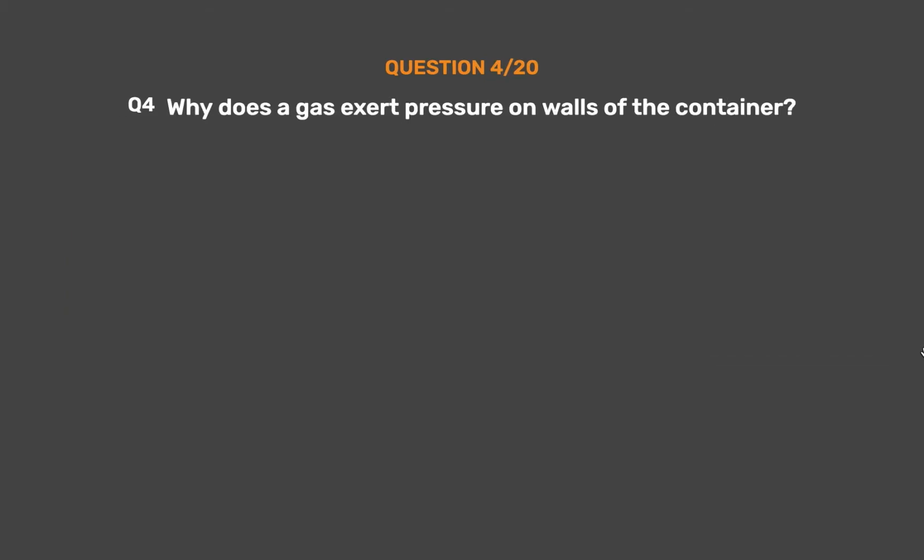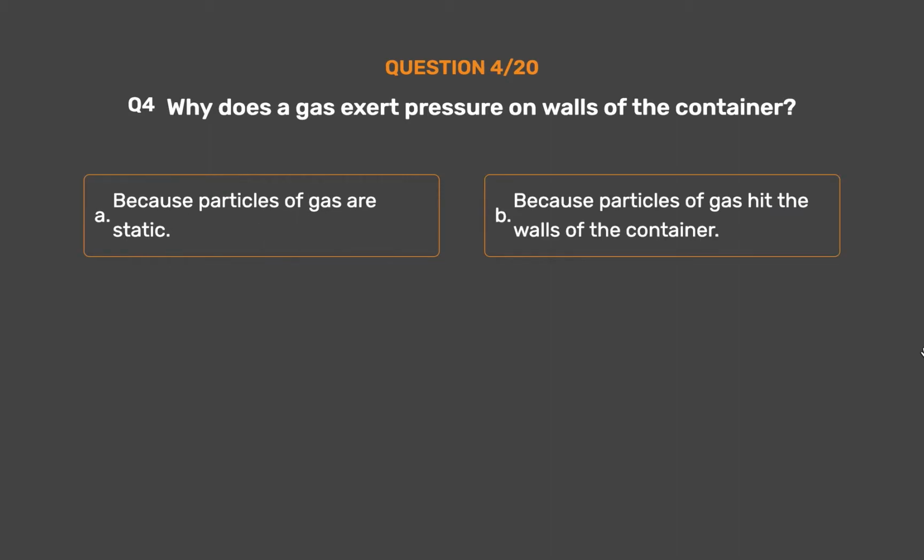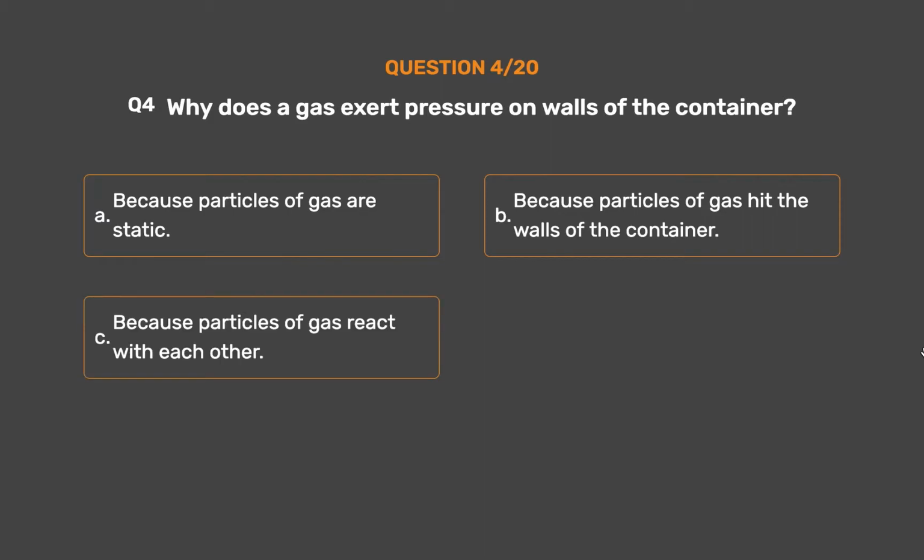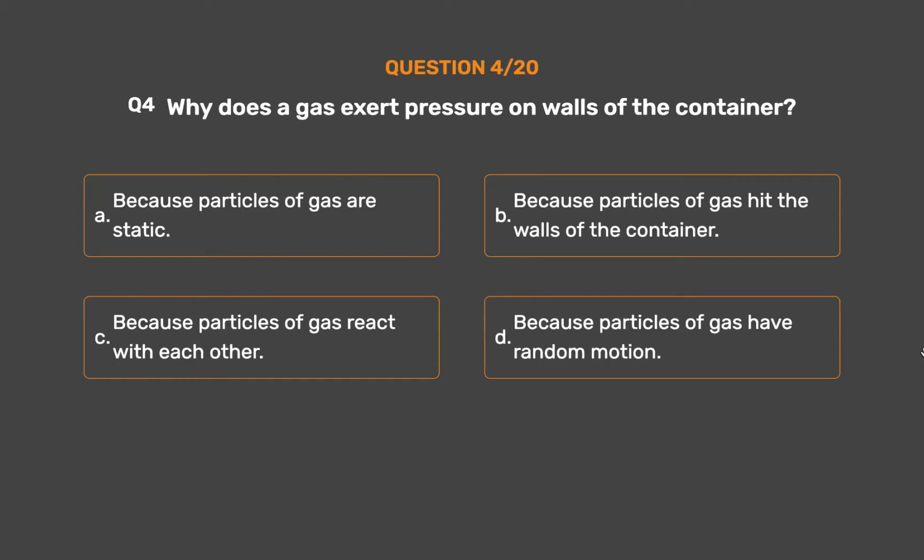Question number 4. Why does a gas exert pressure on the walls of the container? Option A. Because particles of gas are static. Option B. Because particles of gas hit the walls of the container. Option C. Because particles of gas react with each other. Option D. Because particles of gas have random motion.